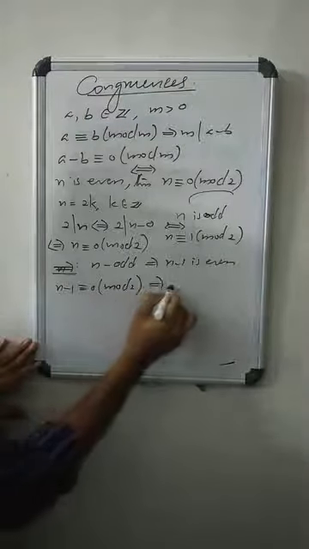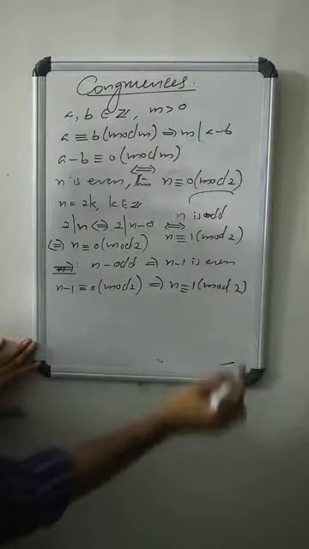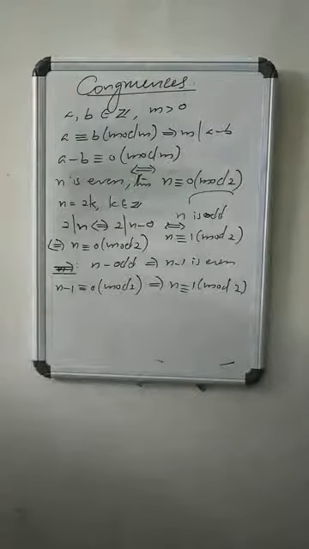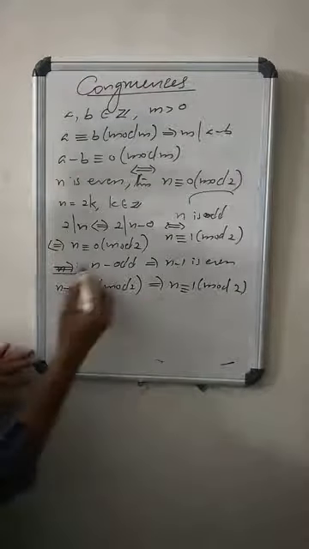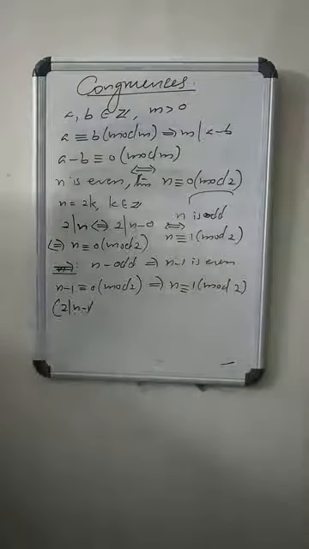That implies n is congruent to 1 mod 2. Okay. n minus 1 is congruent to 0 mod 2 means 2 divides n minus 1, and so on.